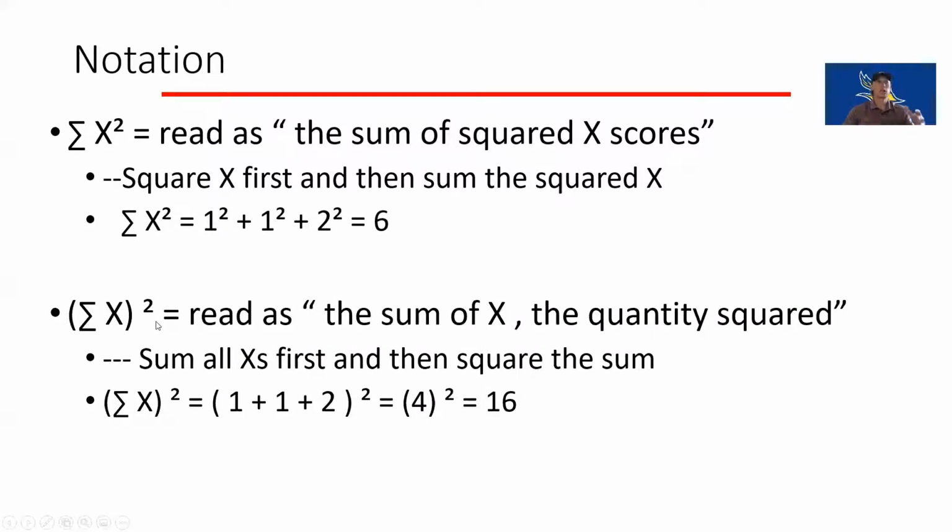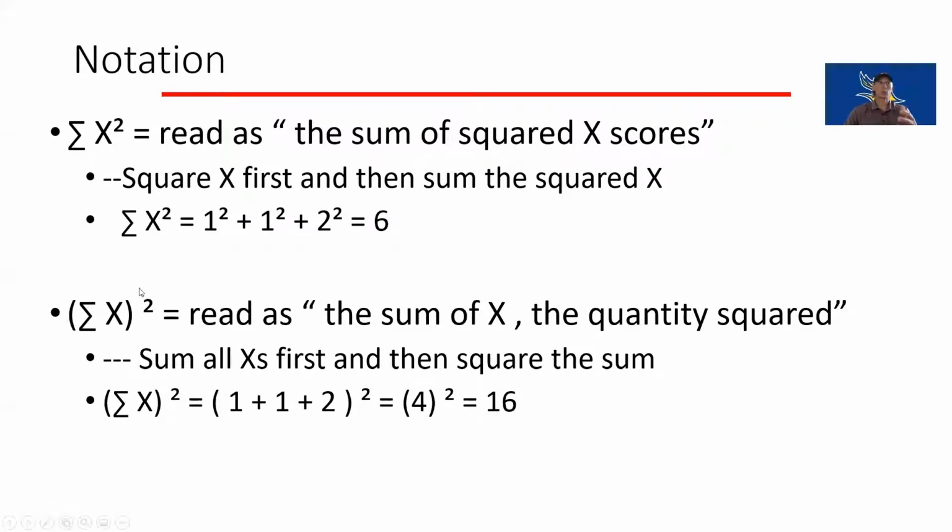Here, this variable is different. We have our parentheses here, and our squared is outside. This is the sum of x quantity squared. So we sum all x values and square that final value, or we square the total sum. So all values added together, we find a value. So 1 plus 1 plus 2 gives us 4. That 4 squared is 16. So this is the sum of x quantity squared. We write it here this way.